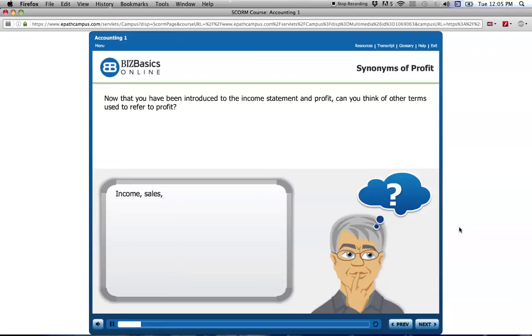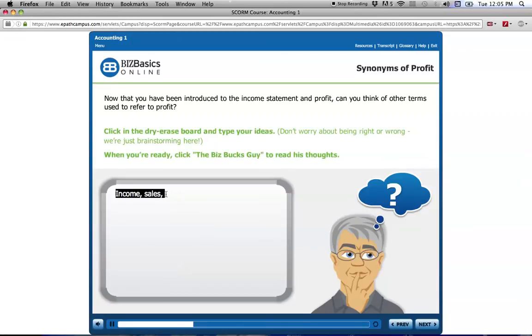How many synonyms for the word profit can you think of? Write them on the whiteboard. Click in the dry erase board and type your ideas. Don't worry about being right or wrong. We're just brainstorming here. When you're ready, click the Biz Bucks guy to read his thoughts.